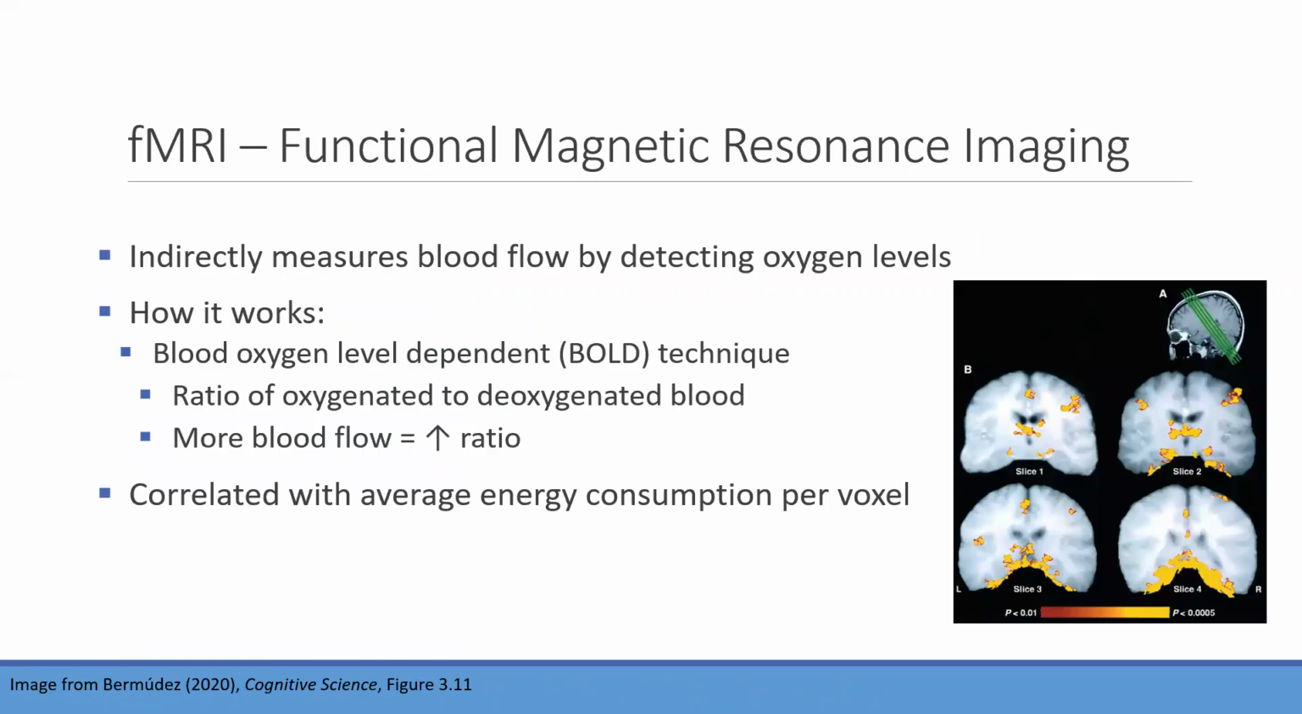Finally, we have fMRI, and it indirectly measures blood flow by detecting oxygen levels. So it uses a BOLD response, which is just the ratio of oxygenated to deoxygenated blood. So the ratio increases whenever there is increased blood flow, and more active areas require more oxygen, so more blood flow is going to increase. So blood flow is going to increase to this area. And the BOLD response is correlated with the average energy consumption per voxel.